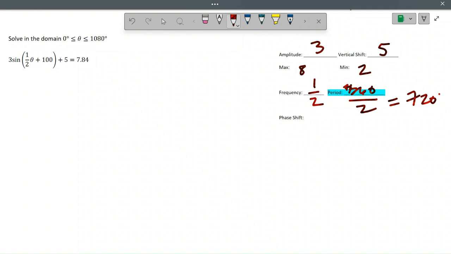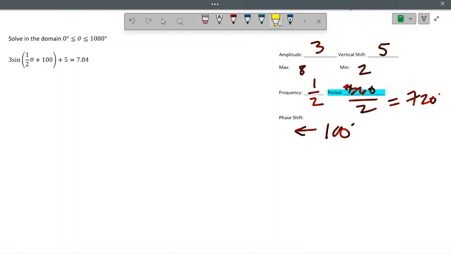And then our phase shift. So I like to do this in my head. I'm looking at what makes what's inside the parentheses 0. I did it algebraically on the last video. I'm going to do it in my head. I know that theta has to take on a value of -200 to make what's inside the parentheses 0, right? Because -200 divided by 2 is -100. -100 plus 100 is 0. Negative numbers move our graph to the left. In this case, left 100 degrees. So this is a massive transformation.